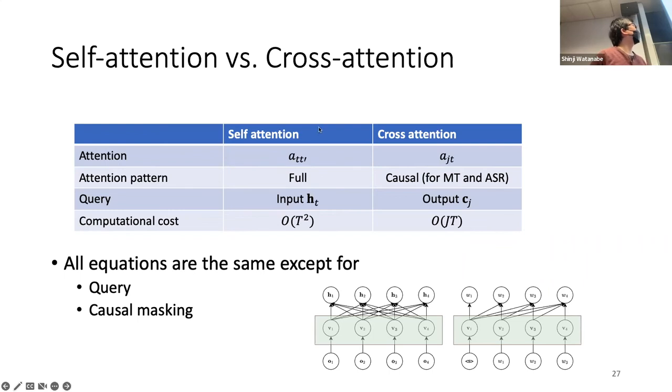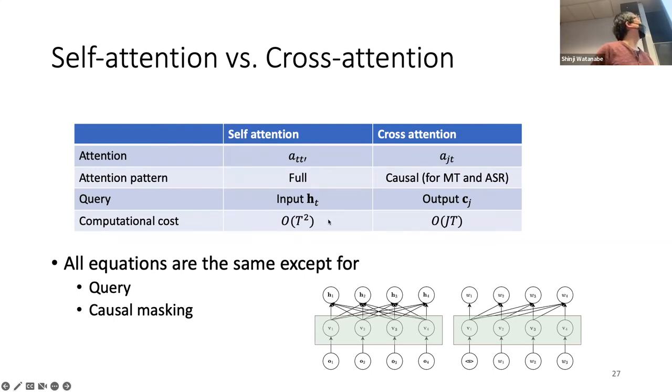And also another interesting difference, which I partly explained in the previous section, is that since this is predicting the next word, the attention pattern should be causal in the cross-attention cases, in machine translation and ASR cases. While in self-attention cases, it is okay to be fully connected.